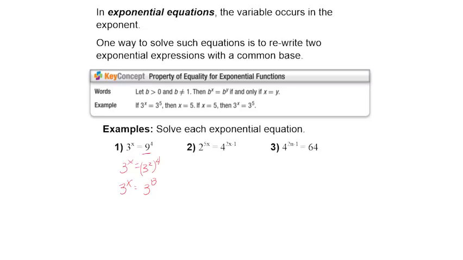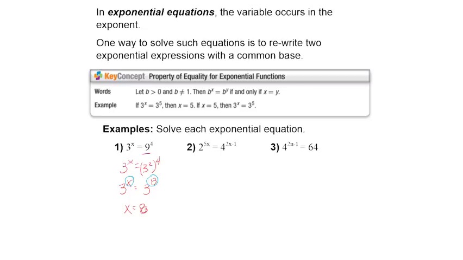Remember, our laws of exponents tell us power to power you multiply. So it's pretty clear from this step that x has to be equal to 8. Once we get these bases to be the same, then we can set the exponents equal to each other. So x has to be equal to 8.